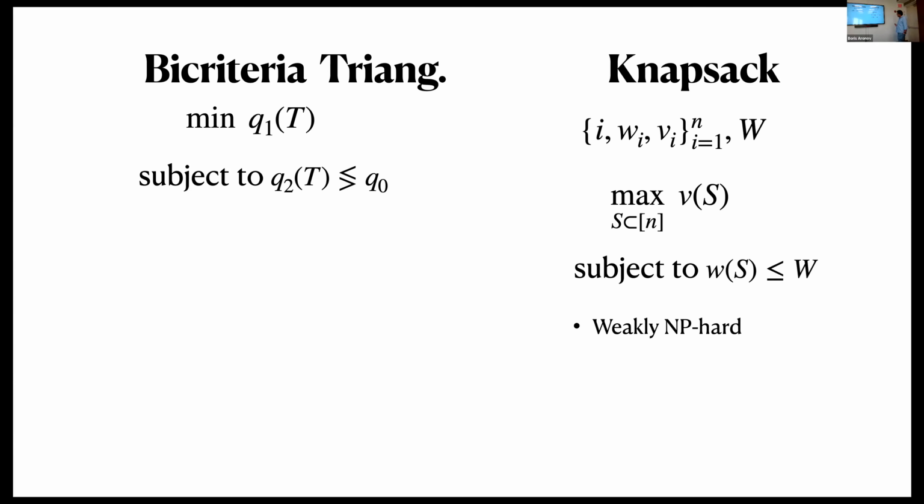And what weakly hard means is that pseudo polynomial time algorithms are possible for this. So for example, for knapsack, you can get an algorithm that runs in time n times W. However, that's not polynomial because to specify W, I only need to give you log W bits. So in the input size, it's not polynomial, but it's pseudo polynomial.